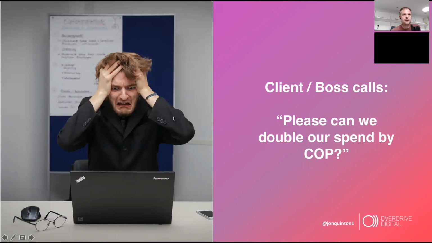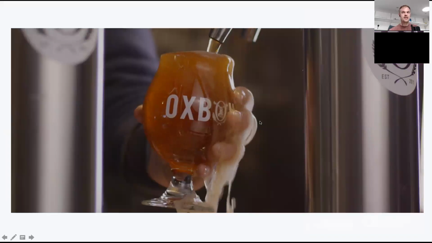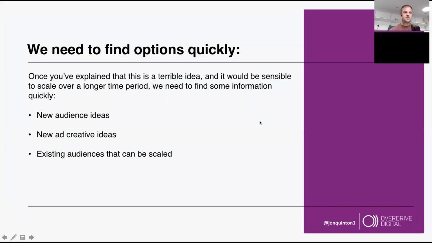So this is a really big, annoying one sometimes. We want to double our spend or dramatically change the spend level on an account, which is clearly never going to be a good idea. So step back, have a drink, relax, and then you've really got to think about some options. Whether you're saying yes to that or steering them away, I think it's always useful to have some idea of how you could scale in your back pocket. That is basically new audience ideas, new ad creative, or just an idea of what you've currently got running that you can scale.